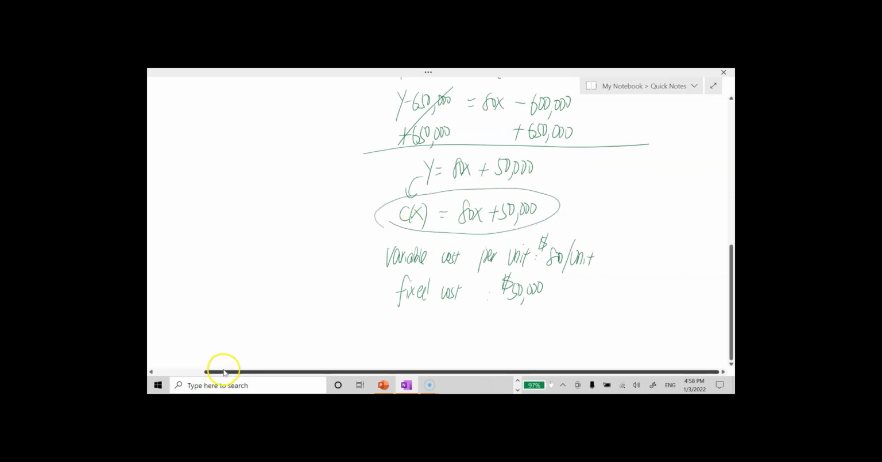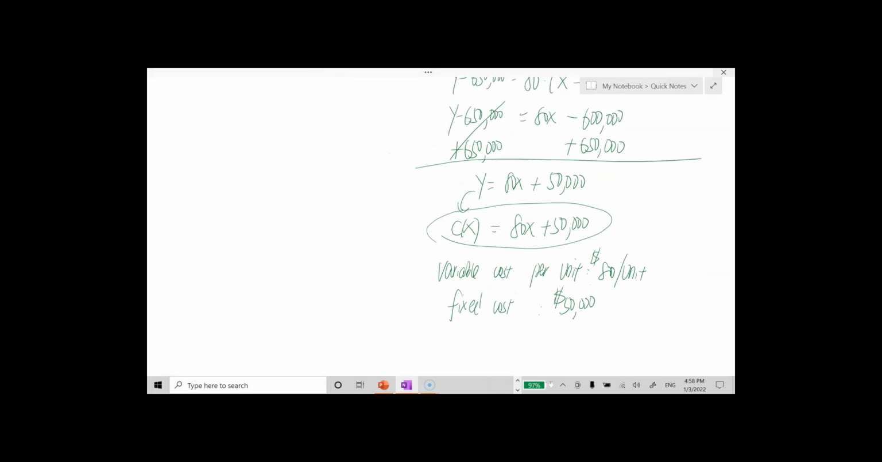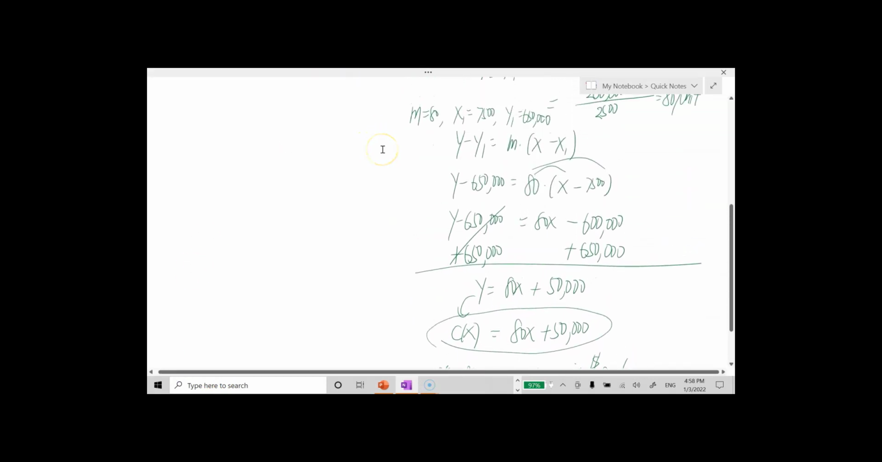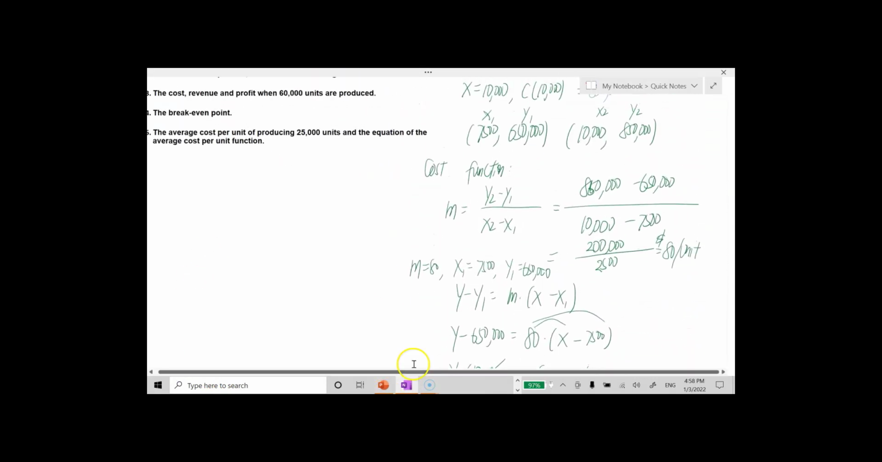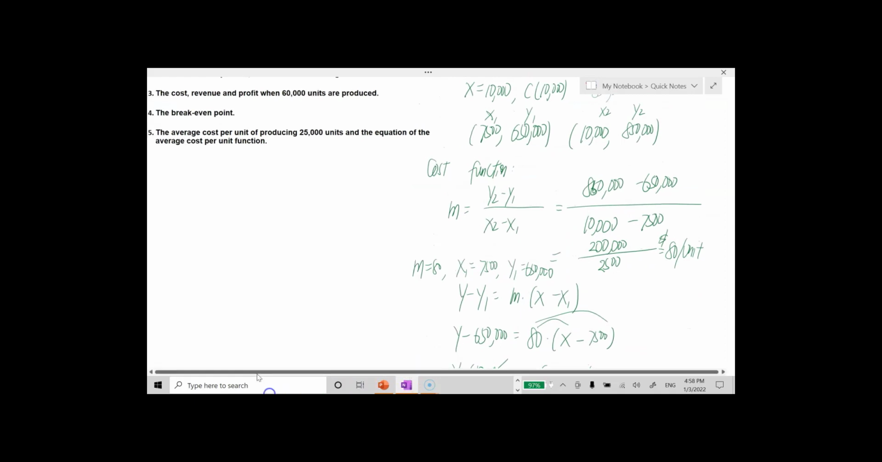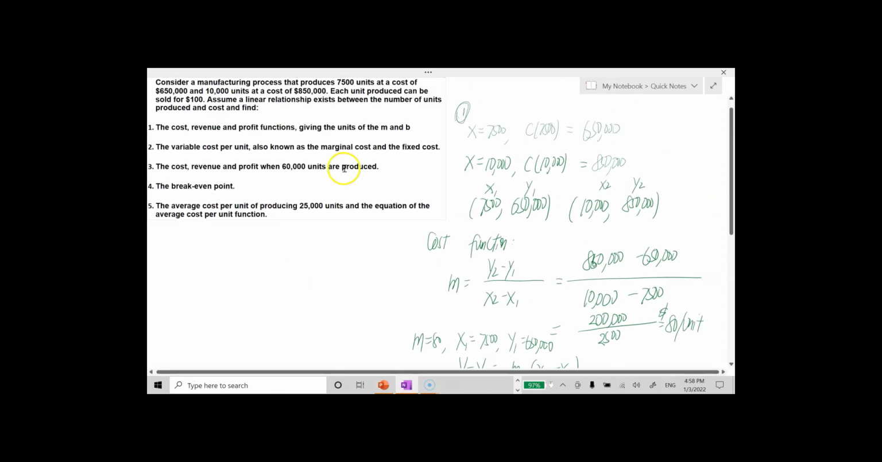Now next step, let's take a look at the revenue function. So if you go up a little bit, in the question it tells us that each unit produced could be sold for $100. Revenue function here: each unit sold for $100, x units sold, so 100 times x.